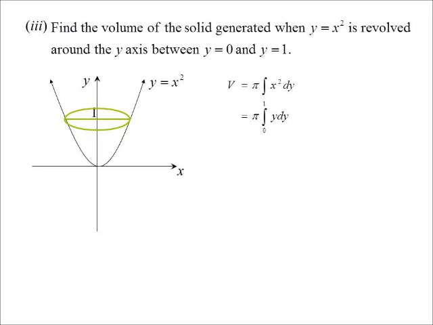Because we're going around the y-axis. How many times have we got to do this? Okay. Integrate. We get a half y squared. Substitute in 1. Substitute in 0. And there we go. We've got pi on 2 units cubed for our volume of that particular paraboloid.